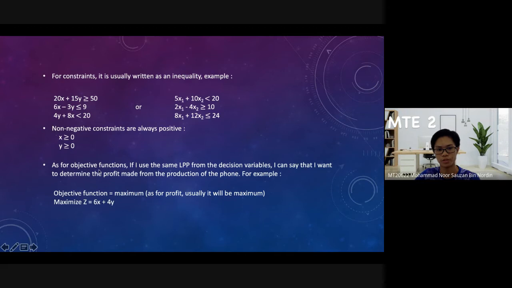As for objective functions, if I use the same linear programming problem from the decision variables, I can say that I want to determine the profit made from the production of the phone. For example, objective function equals to maximum. As for profit, it will usually be maximum to find the maximum profit from the selling of a product. So the equation for the objective function is maximize z equals 6x plus 4y. That is an example for objective function.